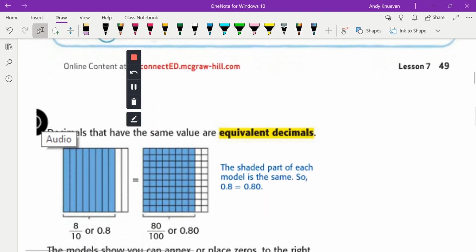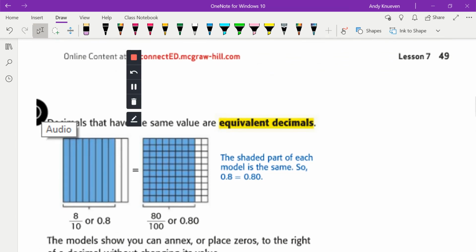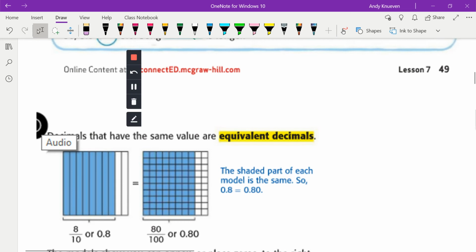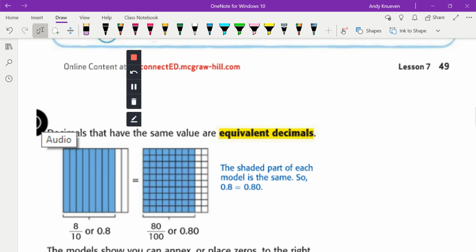So now we can look at another example here. Decimals that have the same value are called equivalent decimals. So 8 tenths we can write as 0.8. Well, that is equivalent to 80 hundredths, or 0.80. Equivalent means that they are equal. There's a key part of that, E-Q-U-I. That means equal. We'll talk a lot about Greek and Latin roots in math as well, because that will help us break down knowing what words mean.